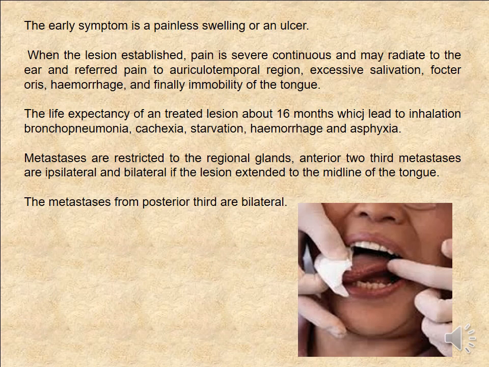The early stage is a painless swelling or an ulcer. Malignancy will be a painless ulcer or mass. When the lesion is established, pain is severe, continuous, and may radiate to the ear, and refers pain to the retroparotid region, with excessive salivation, foetor oris, hemorrhage, and finally immobility of the tongue.